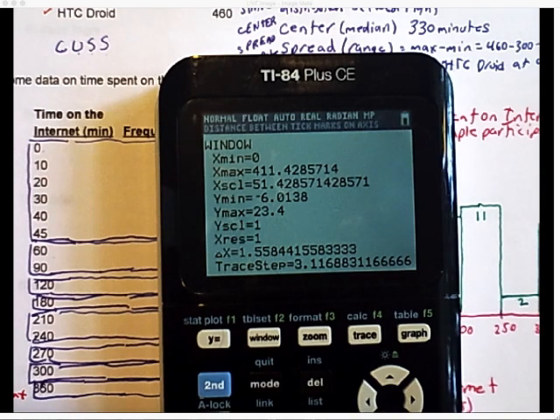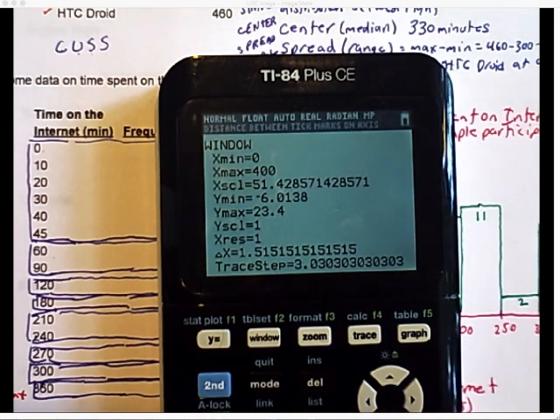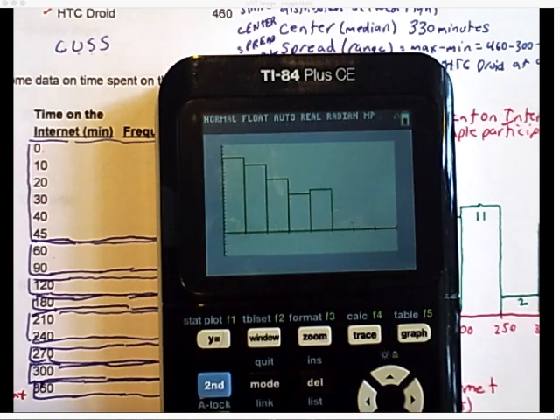All right, I can change it a little bit. I can go under here and say, okay, make that 400 instead of 411. And then I can make each bin 50 by doing that. Now hit graph. It's going to change the graph.